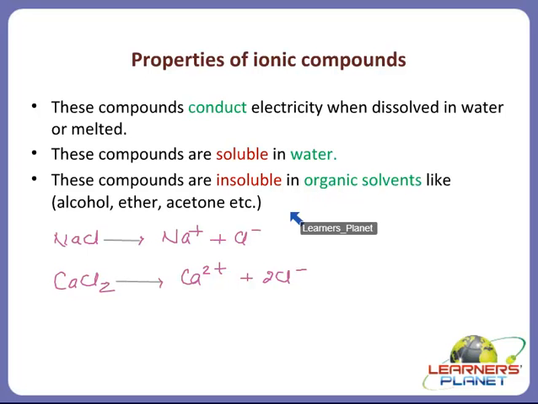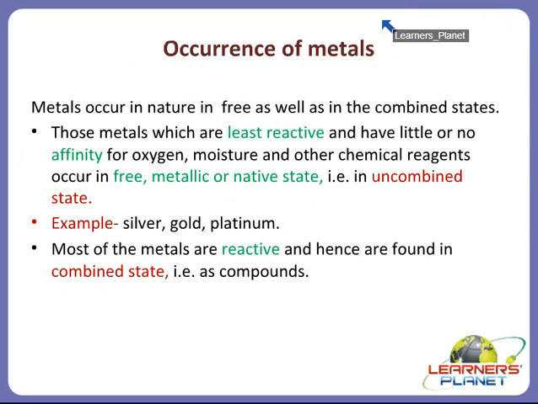Right, children? So these are some of the properties of ionic compounds and the covalent compounds. Okay? Now let's take up the metals, about the occurrence of metals, where and how these metals occur. So metals occur in nature in free as well as in combined states. Got my point? So they can exist in free as well as in combined state.